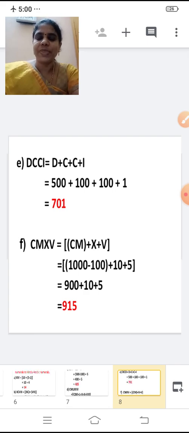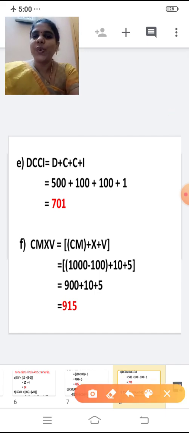Sum: DCCI. Now see here, the smaller one is placed after the larger one, right? So you can add that directly. So D plus C plus C plus I.